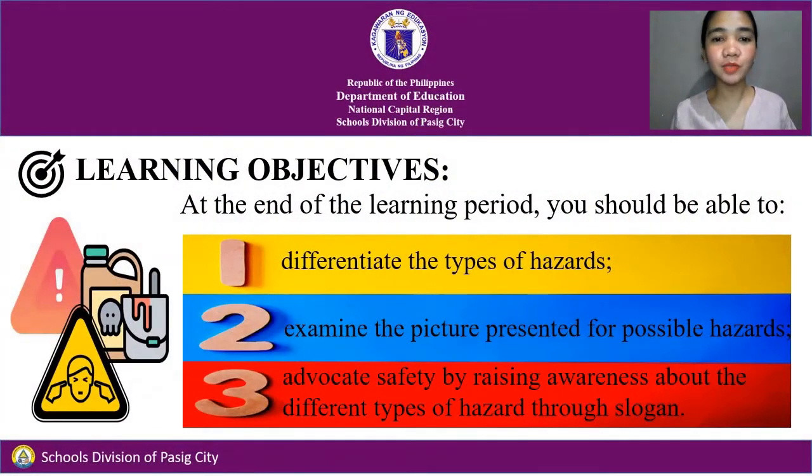For the learning objectives, at the end of the learning period, you should be able to differentiate the types of hazards, examine the picture presented for possible hazards, and advocate safety by raising awareness about the different types of hazard through slogan.